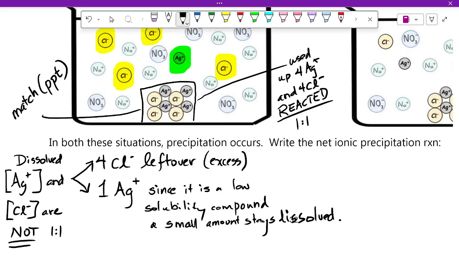So remember, when we put the 2 together and they precipitated, they reacted 1 to 1. The silver and the chloride reacted 1 to 1, but the dissolved leftover silver and chloride are not 1 to 1.